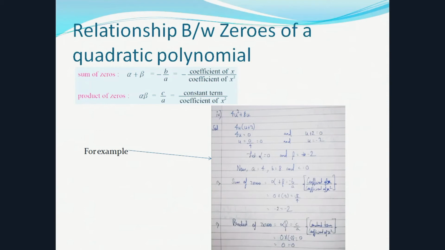It is simple maths, and the product of zeros. Like the same way I took A as 4, B as 8, and C as 0. Here also A is 4, B is 8, and C is 0. So alpha into beta, I mean 0 into -2, is equal to 0 by 4. So LHS is equal to RHS here too. 0 equals 0.